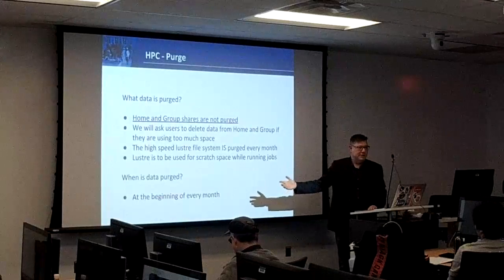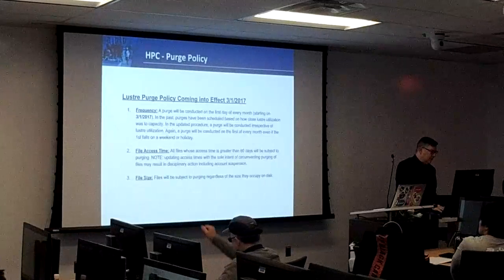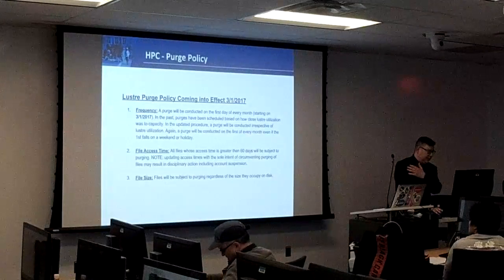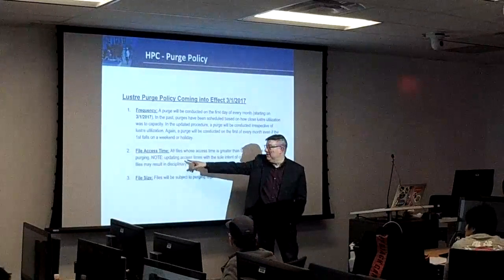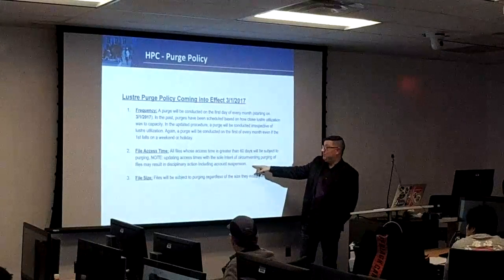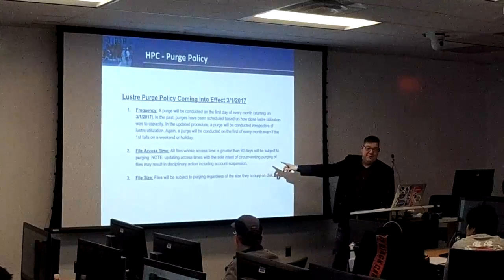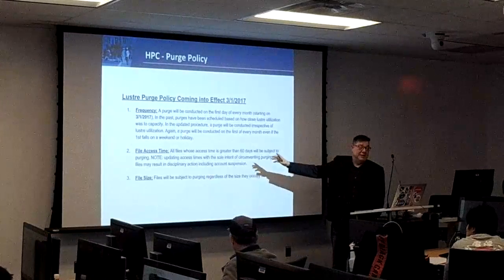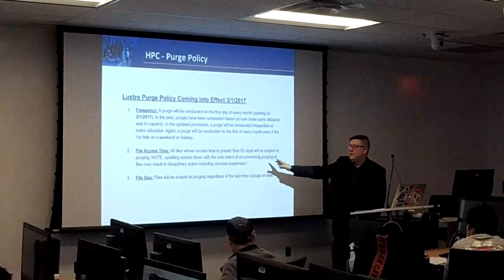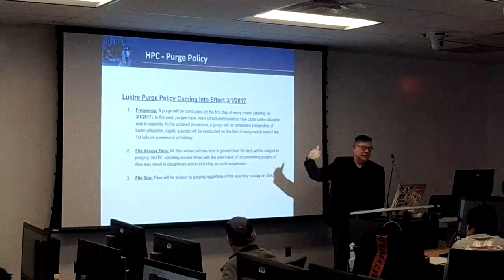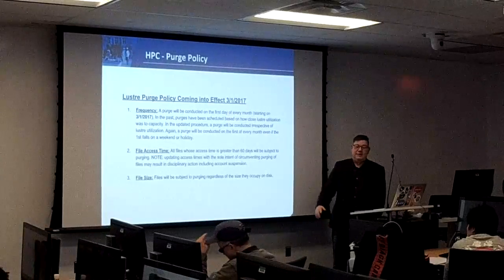So just beware. Do not use Luster for archival data. It is scratch space for good reason. This is the purge policy. Only reason we include this is for this line. Note, updating access times with the sole intent of circumventing the purging of files will result in account suspension. In a Linux file system, or well, most Unix or Linux-based file systems, you can go to a file and say, all right, well, if the last access time was 61 days ago, change it to 28 days ago. Don't do it.